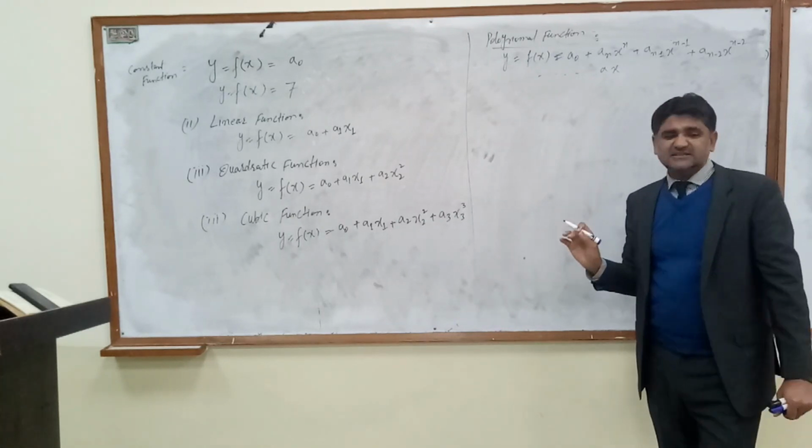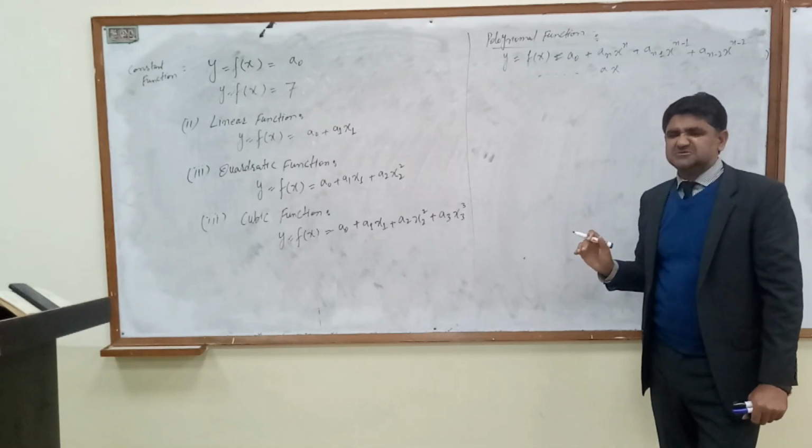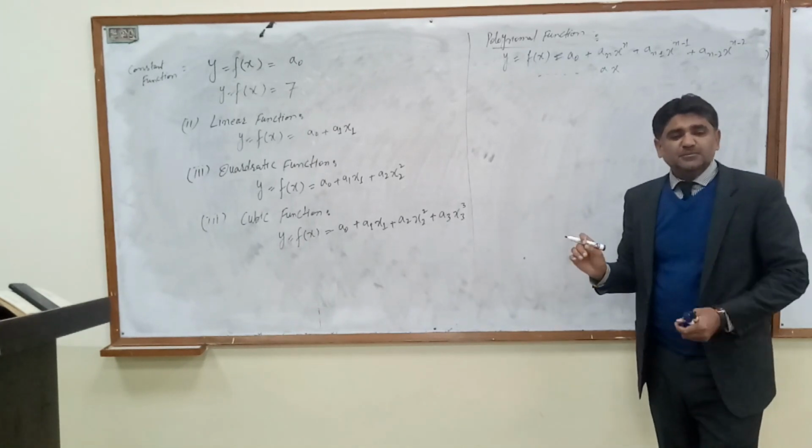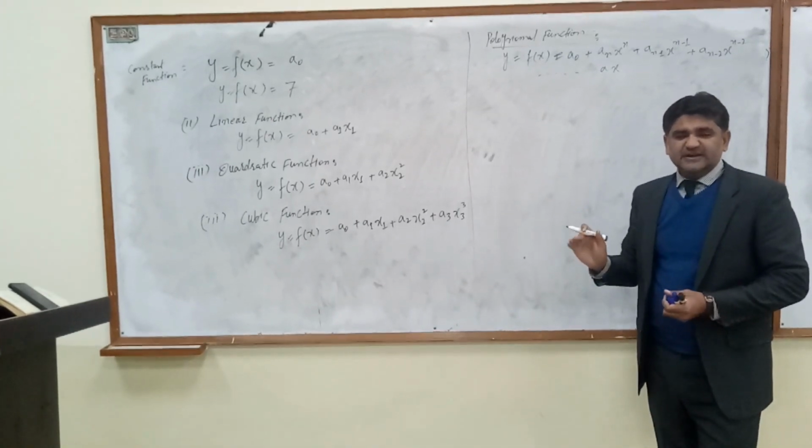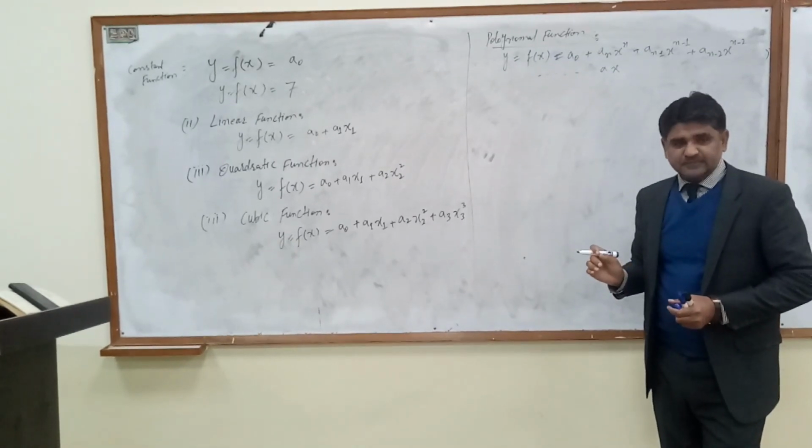Simply, we can say that when the power of the variable is more than 3, we can name it a polynomial function, and it can be denoted by n.